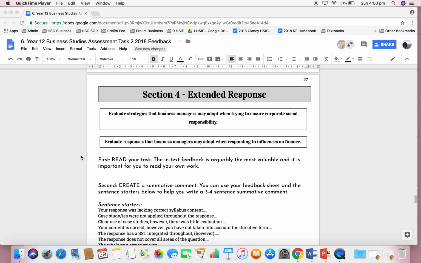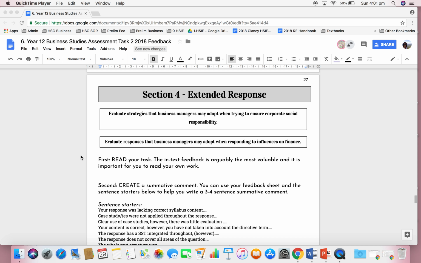So obviously you were given two options here. Both were evaluate. One focusing on this idea of corporate social responsibility and operational strategies, and the other was talking about responses that business managers may adopt when responding to influences on finance. So looking at finance influences and strategies of your choosing.